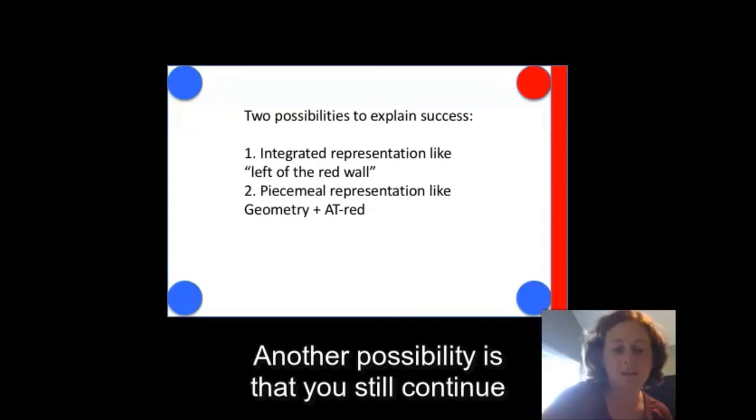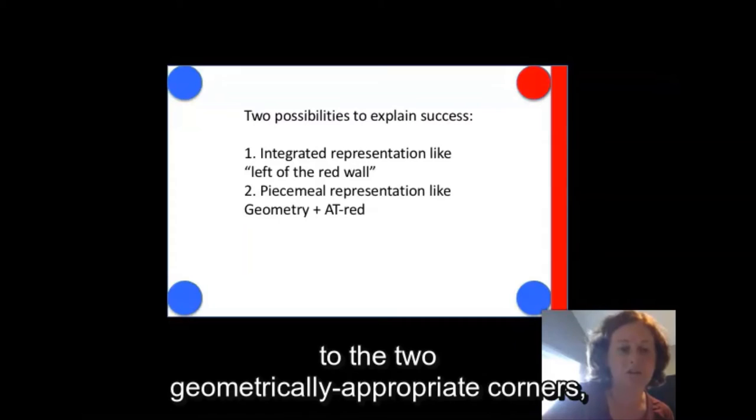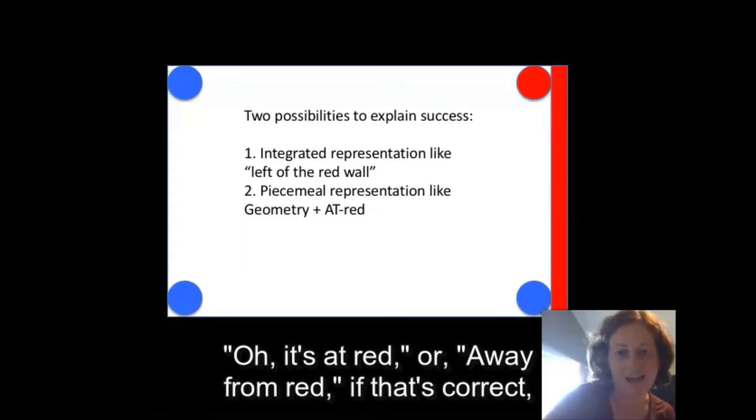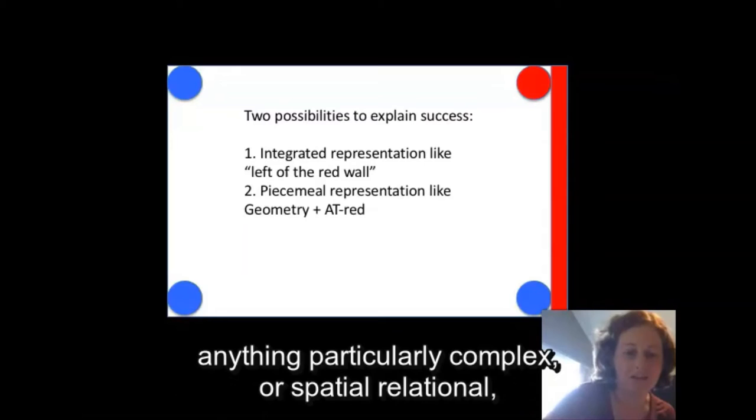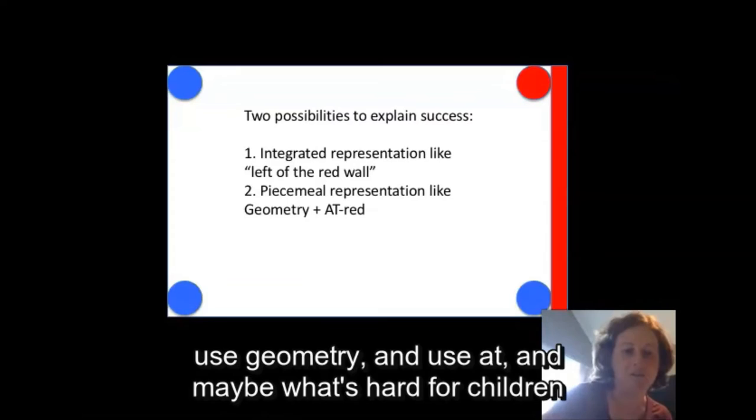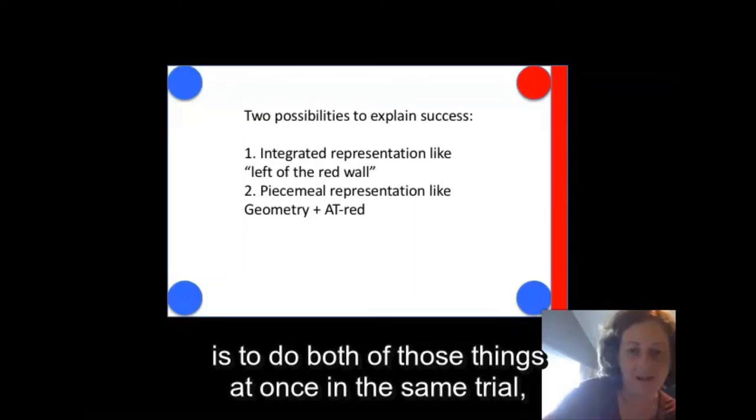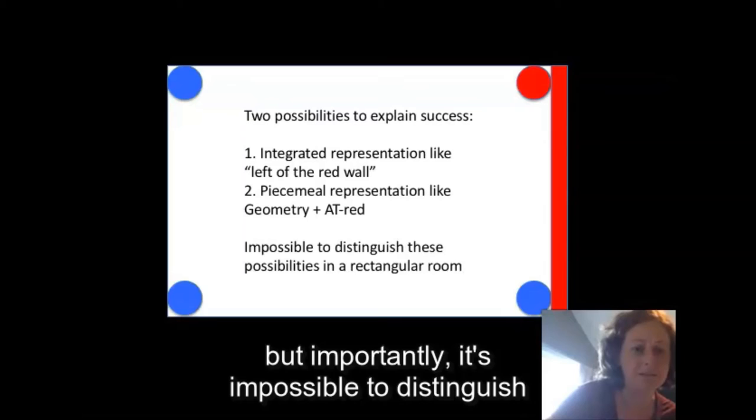Another possibility is that you still continue to use your geometry and constrain your search to the two geometrically appropriate corners, and then you can add a piece on top of that and just say, oh, it's at red or away from red, if that's correct. And you don't really need to think anything particularly complex or spatial relational. You just need to do those two things at the same time, use geometry and use "at." And maybe what's hard for children is to do both of those things at once in the same trial. But importantly, it's impossible to distinguish these options in a rectangular room.